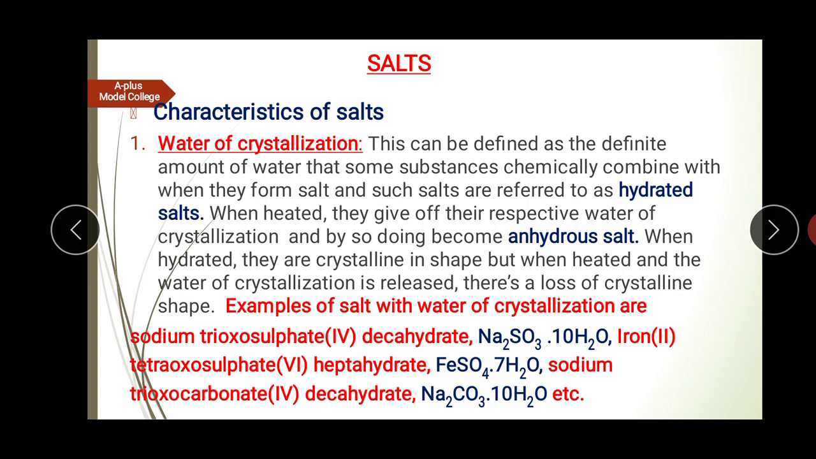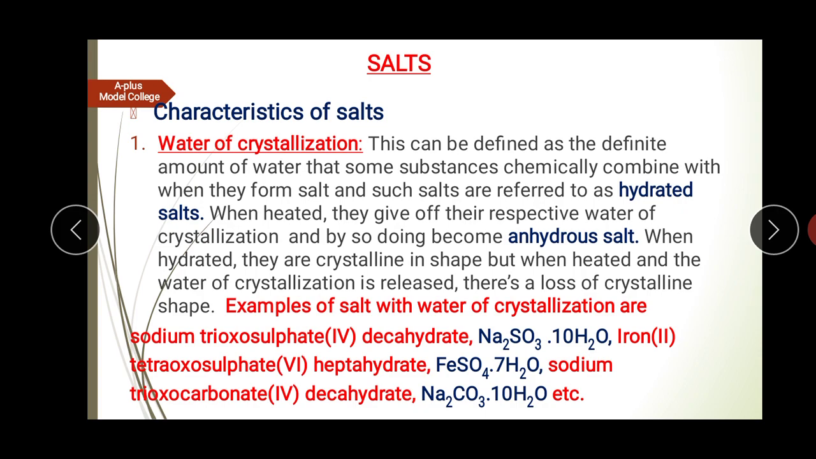Characteristics of salts. The first characteristic I want to talk about here is water of crystallization. This can be defined as a definite amount of water that some substances chemically combine with when they form salts. And such salts are referred to as hydrated salts. Now, basically, we have hydrated salts and we have anhydrous salts.